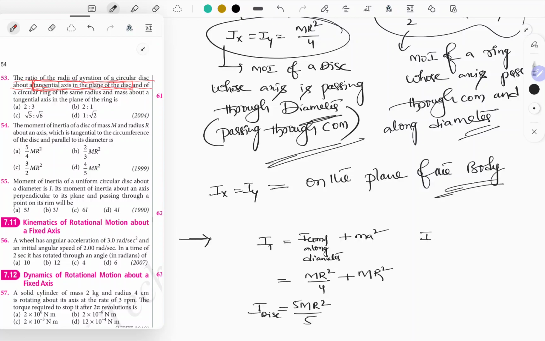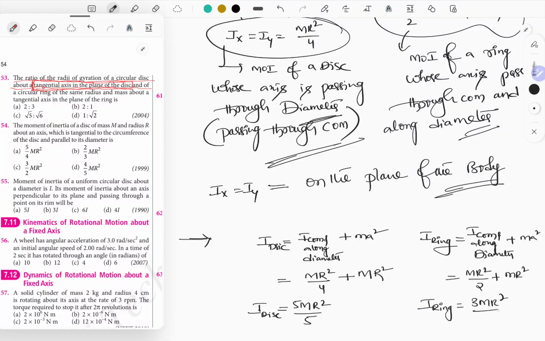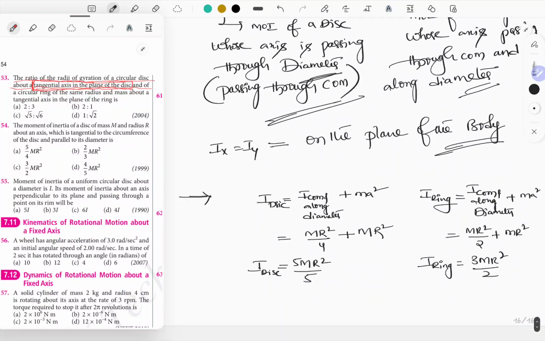Next, for the ring, the moment of inertia is equal to I through the center of mass and along the diameter, plus m a square, which is equal to mr square by 2 plus mr square. So let me add both of them. For the ring it is equal to 3 mr square by 2. So these are the moments of inertia.